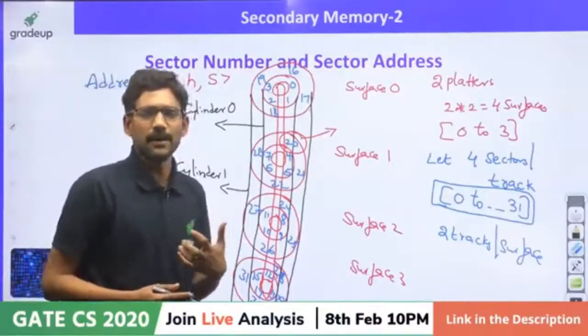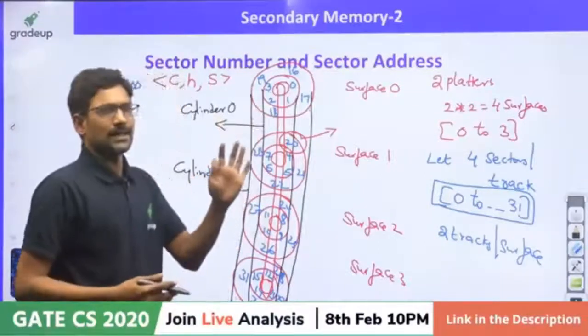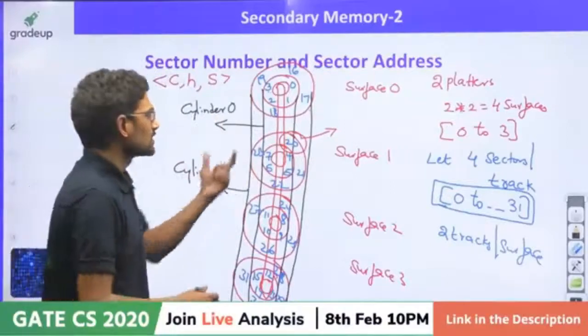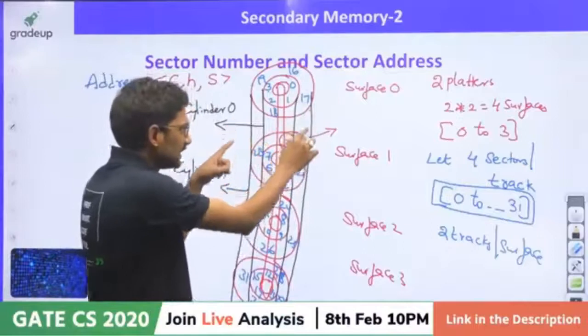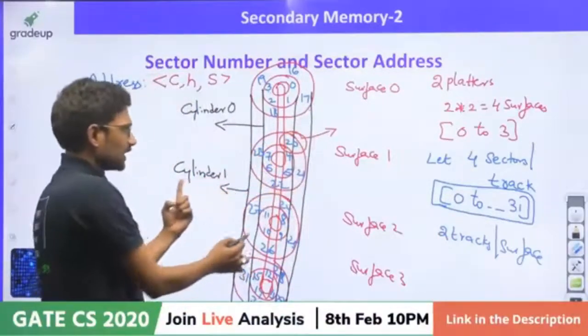I appreciate everybody. Now, what is the actual CHS? C is the cylinder number. Sector 20 is in which cylinder? Cylinder number 1.